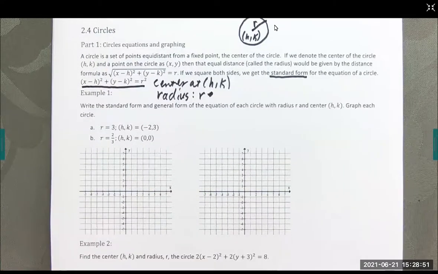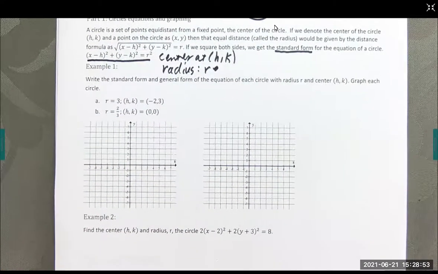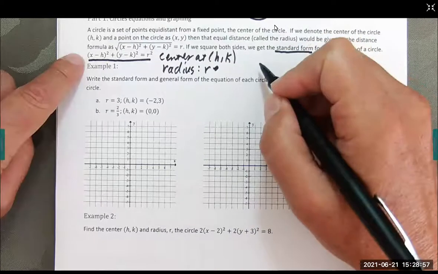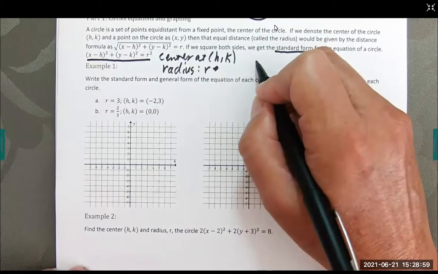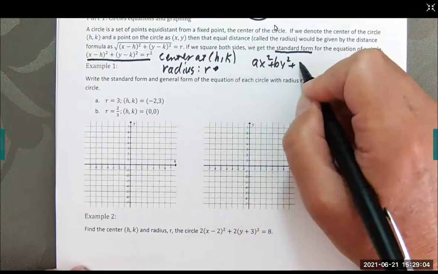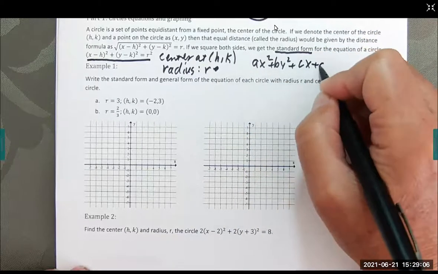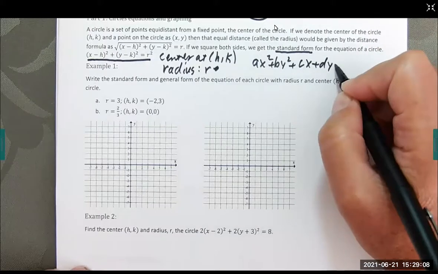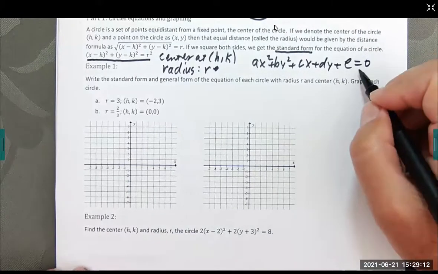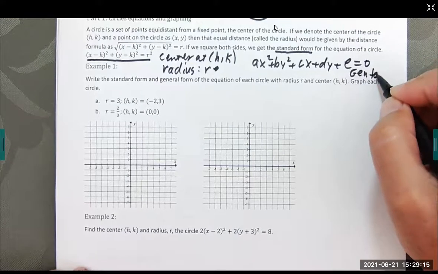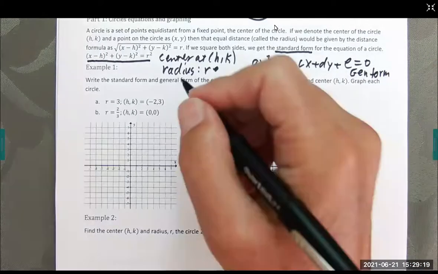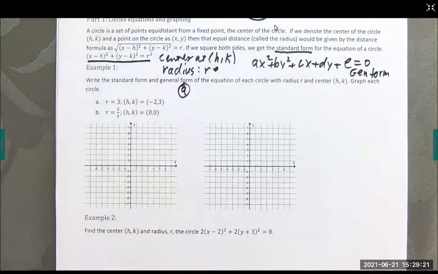So we're going to write the standard and general form. By the way, general form, this is standard form. General form looks like this. So this is general form. So let's start with part A. We have a radius of 3 in hk.